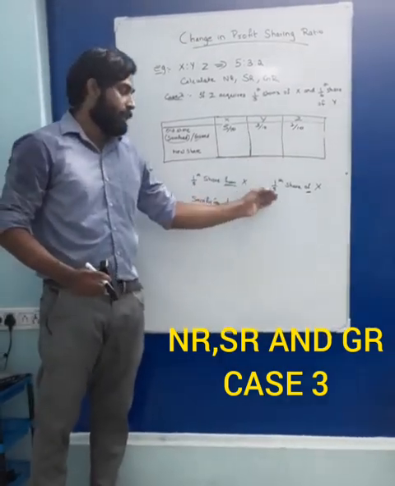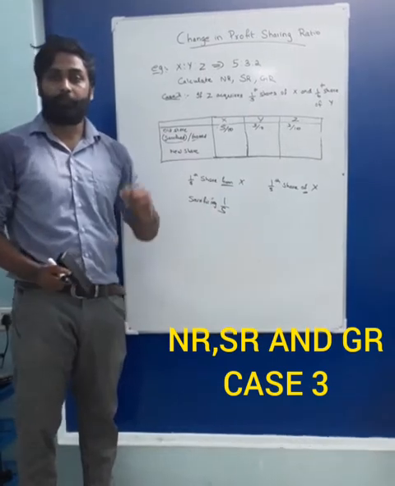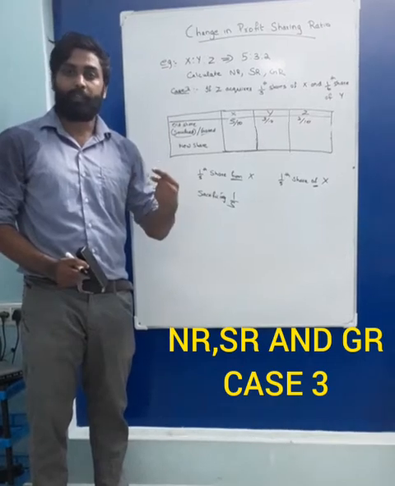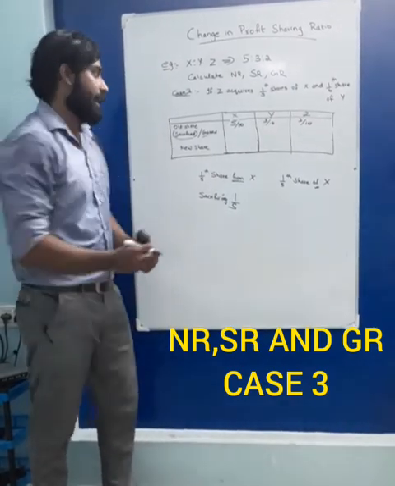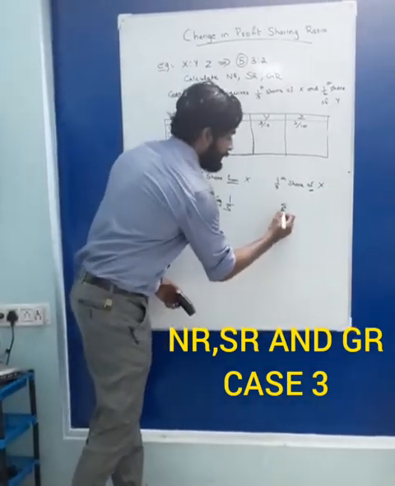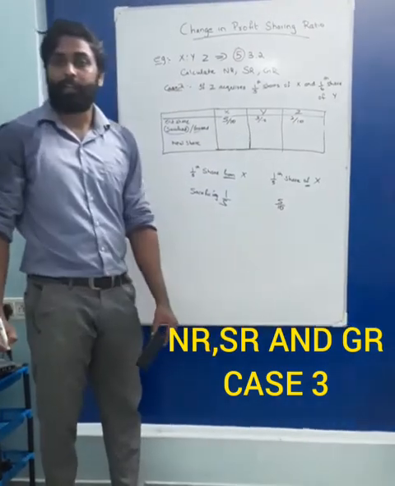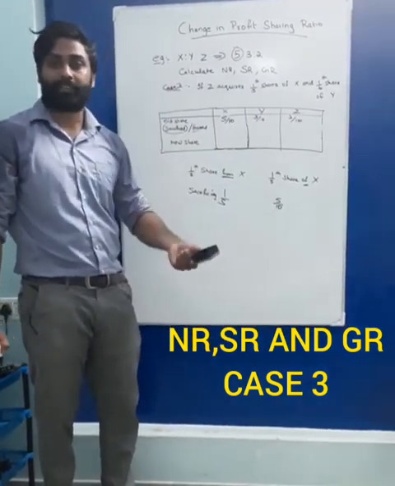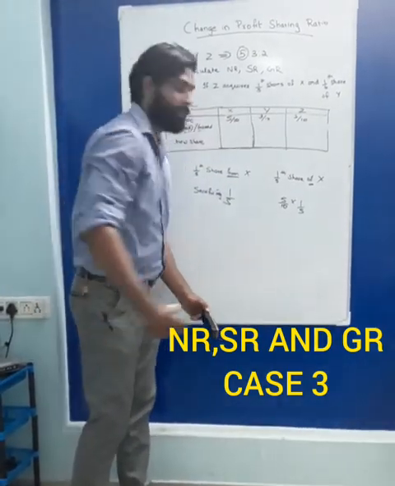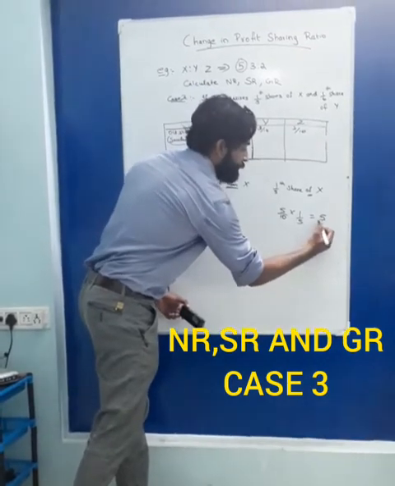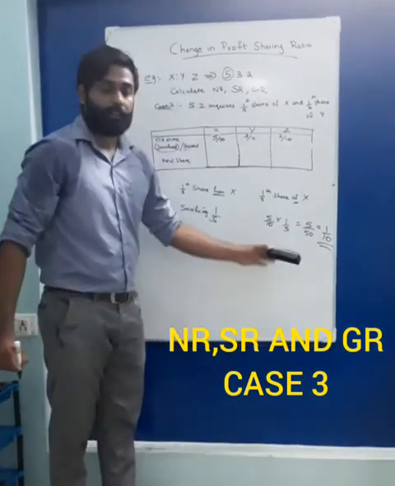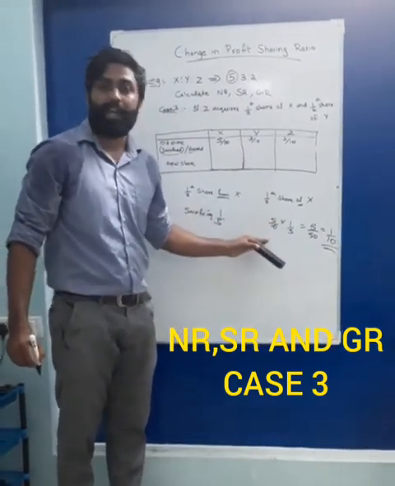But if the question is given 1 by 5th share of X, you have to calculate 1 by 5th share of X. X is having 5 by 10 shares. You have to calculate 1 by 5th share of X. That means you have to calculate 1 by 5 of X. That means 5 by 50 or 1 by 10. This is the 1 by 5th share of X.